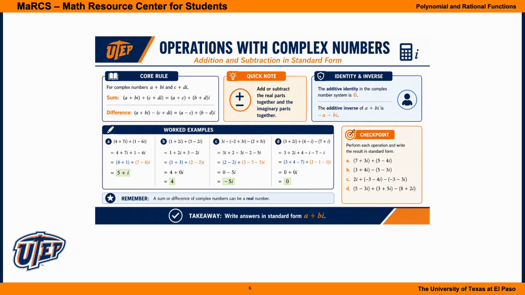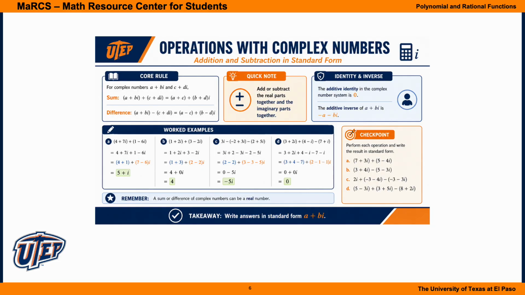So lastly, if we're given a sum, a plus bi plus c plus di, we need to add our real parts, so a plus c, and we add our imaginary parts, b plus d times i. Now the same rule applies to the difference, a plus bi minus c plus di. So we'll do a minus c, the real part, and b minus d, the imaginary part.